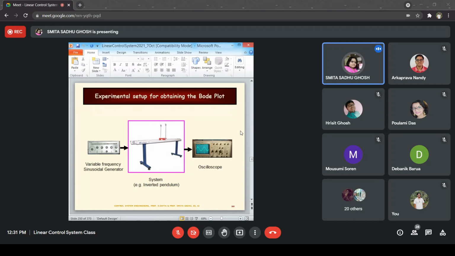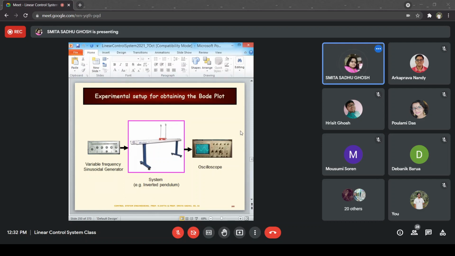Please listen very carefully if you're not familiar with it, because we actually have an experiment in the control lab which shows you how to obtain the frequency response experimentally. Unfortunately, your batch has not been able to go to the lab and must have missed out on that. Maybe you got one theoretical class on that, just that.